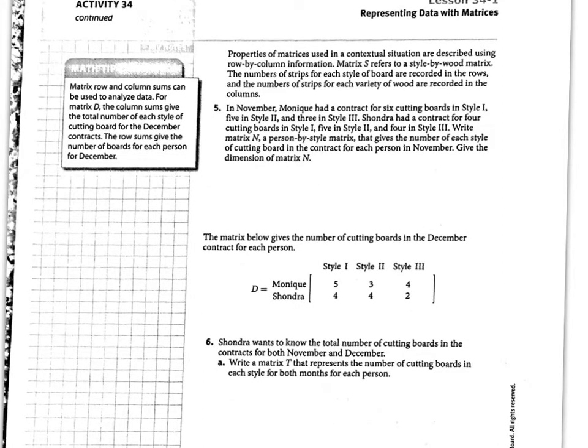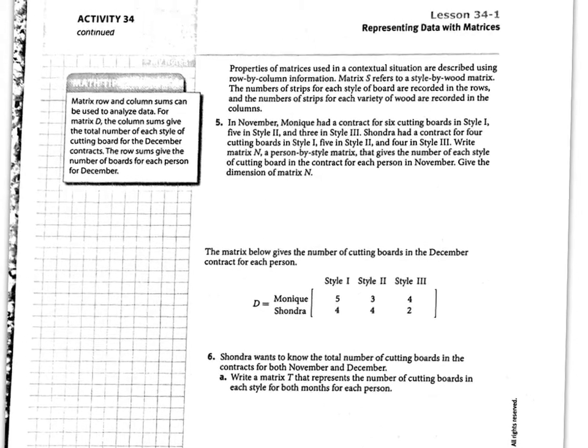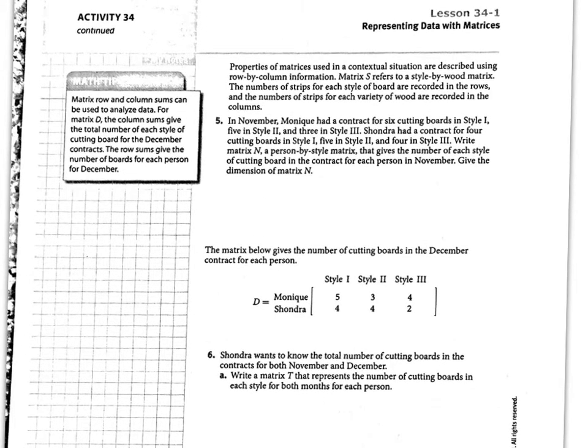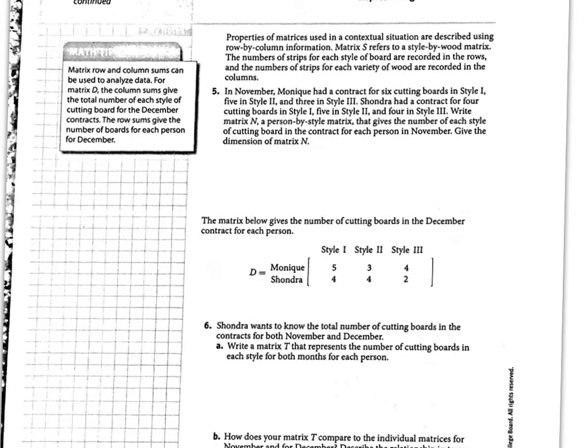And so matrix S was, I'm going to write this down so we can keep track of it, matrix S, in the directions again, said matrix S was style by wood. So down were the styles, across were the types of wood. That's what we saw. So now in number 5, they got a contract for cutting boards. Monique had a contract for 6 cutting boards in style 1, 5 for style 2, 3 for style 3. Chandra had a contract for 4 cutting boards in style 1, 5 in style 2, and 4 in style 3.